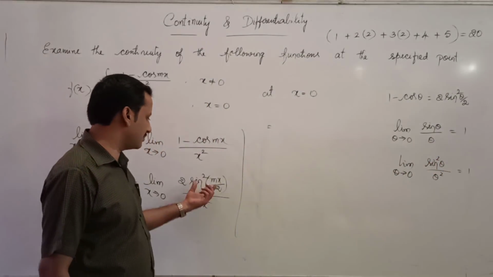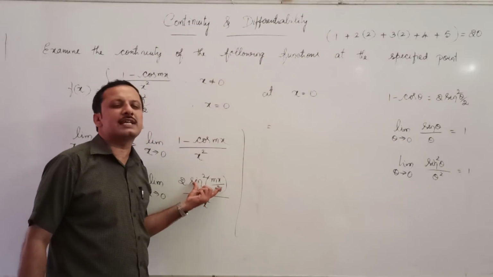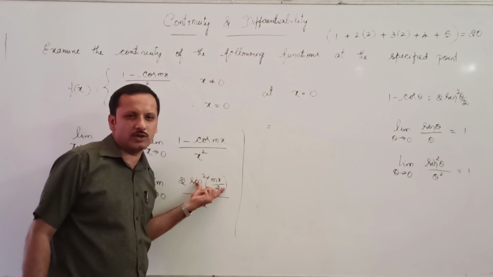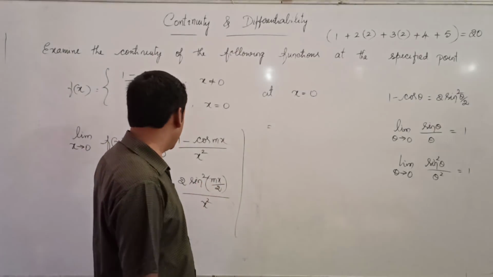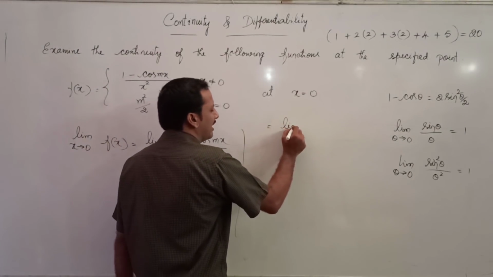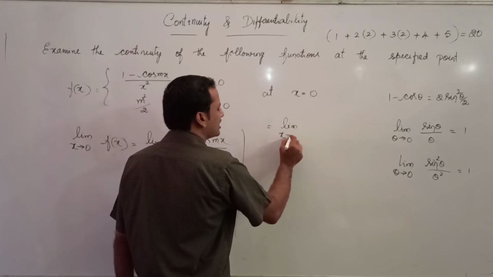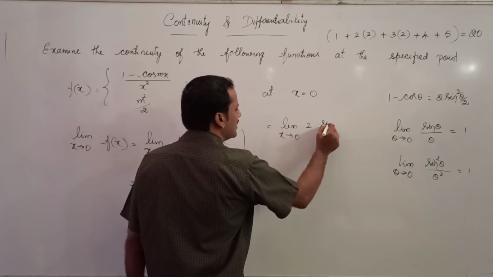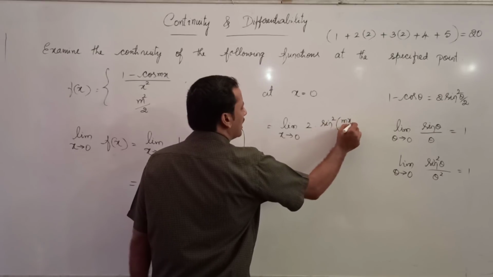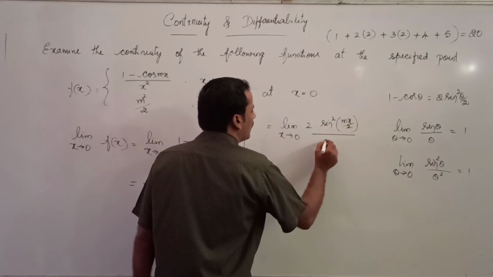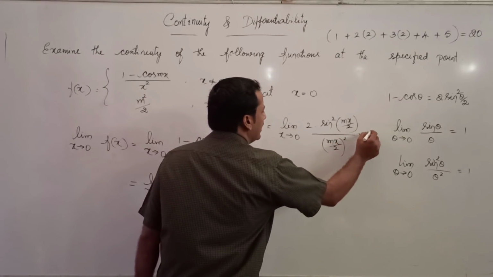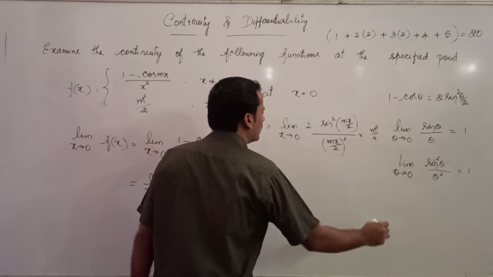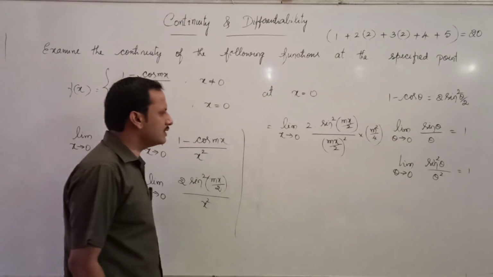So coming to this expression here, we have sin square mx by 2 in the numerator. Therefore, we need mx by 2 whole square in the denominator. So, I will multiply and divide by that factor. Limit x tends to 0, 2 I will retain as it is. Sin square mx by 2 we have. We want mx by 2 whole square, that is right, into m square by 4. Okay, see what I have done.